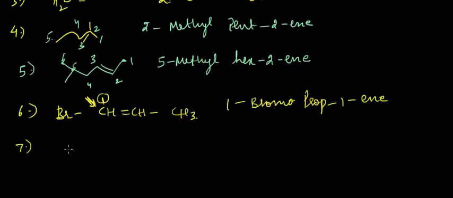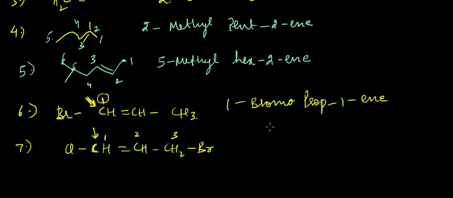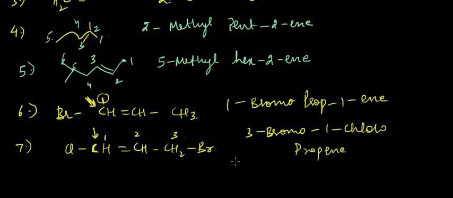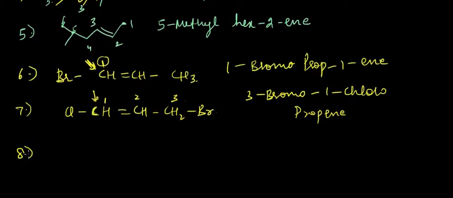let's look at this compound. So in this compound again numbering would start from this carbon atom. So this would be 1, 2, 3. So the correct IUPAC name would be 3-bromo-1-chloroprop-ene. No need to write prop-1-ene. Prop-ene is understood. Let's look at the eighth example. Here we have something like this.